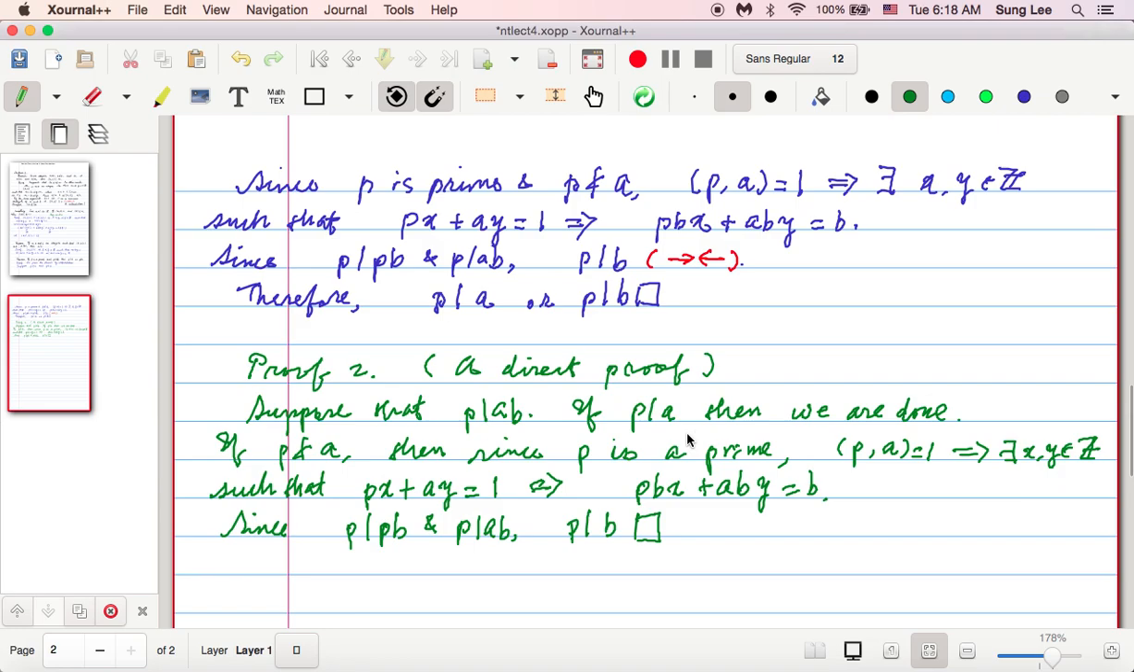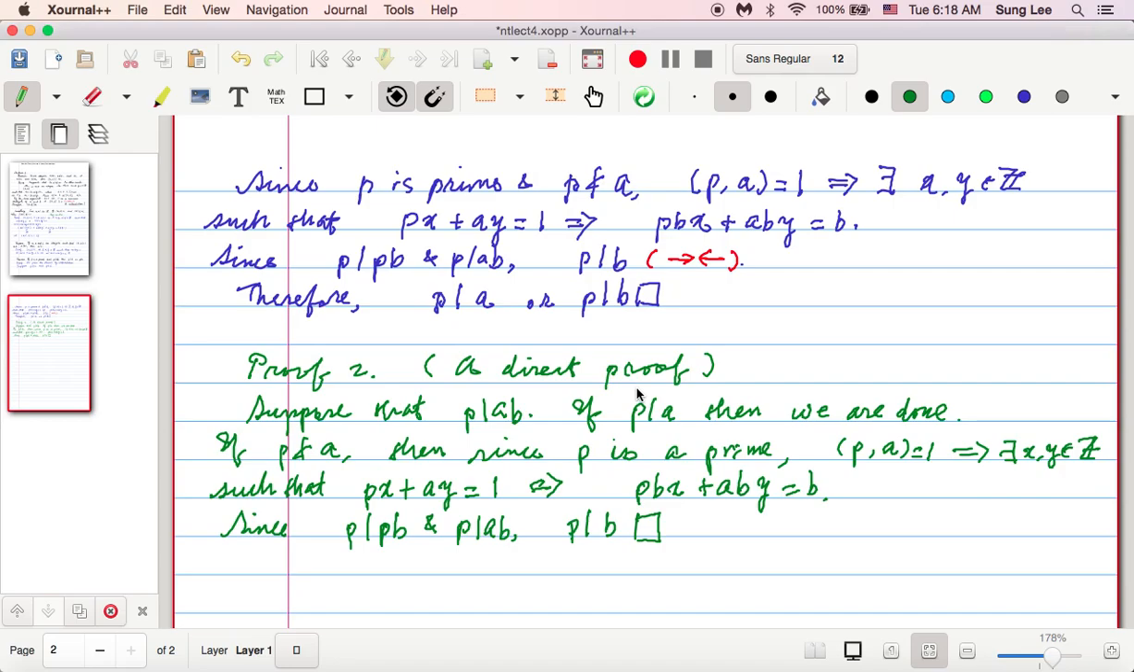And you might also ask why you start with P divides A. Well, you can start with P divides B. If P divides B, then we are done. And if P doesn't divide B, then by the same argument, you can also show that P divides A. So it really doesn't matter. But that's a direct proof.